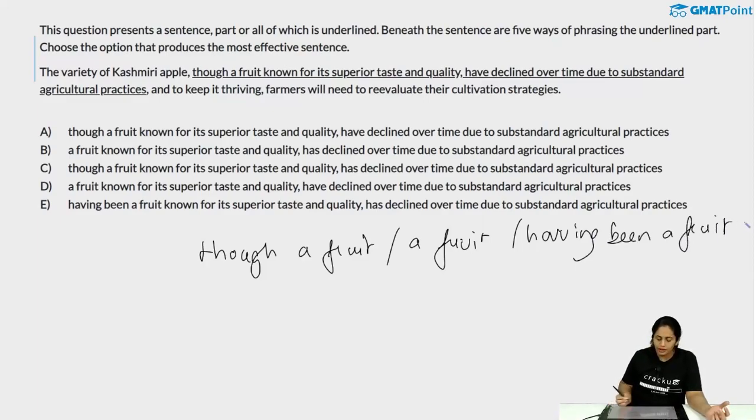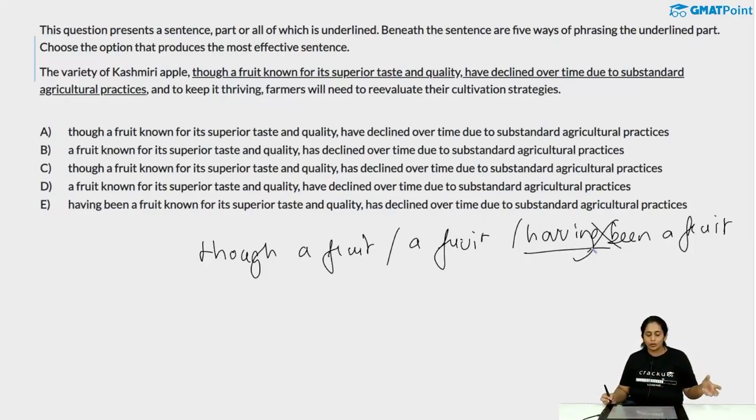Now here, we are saying that the Kashmiri apple is known for its superior taste and quality, but the variety has declined over time. In that case, it's not that it has been a fruit or having been. Firstly, the present continuous form in this particular sense does not make sense because it is something that is occurring at all times. It should be in the present tense. So this is clearly wrong because the incorrect tense is used.